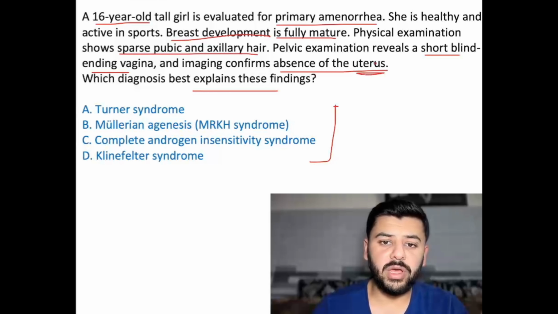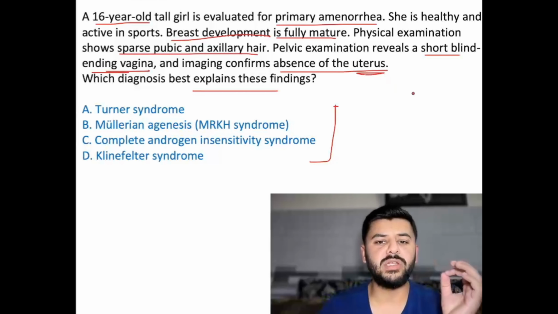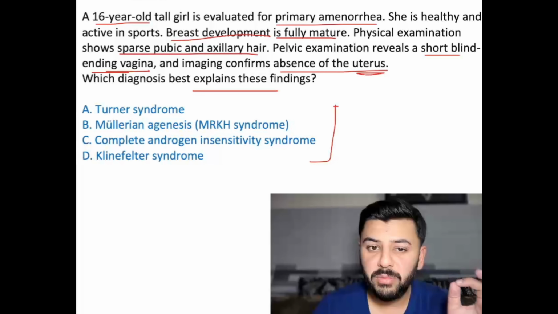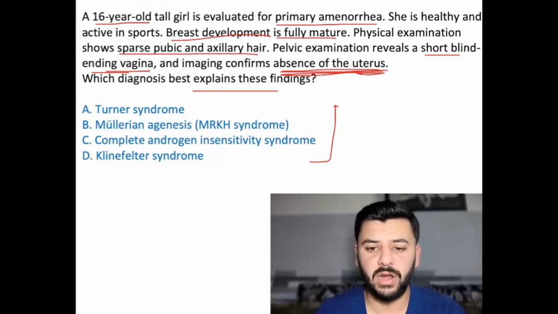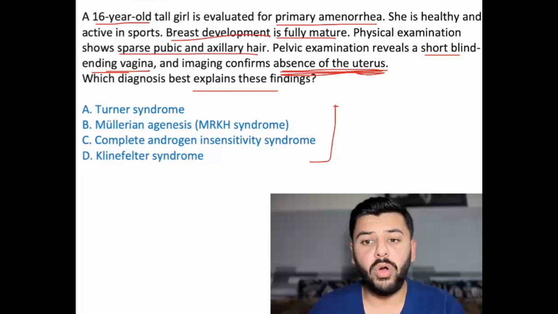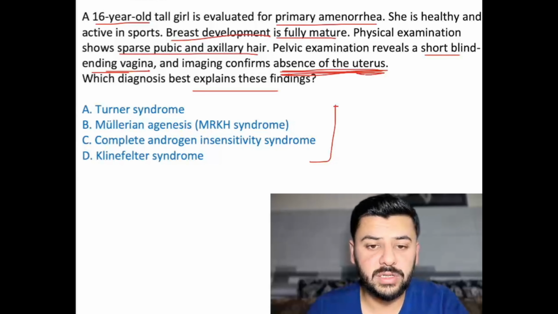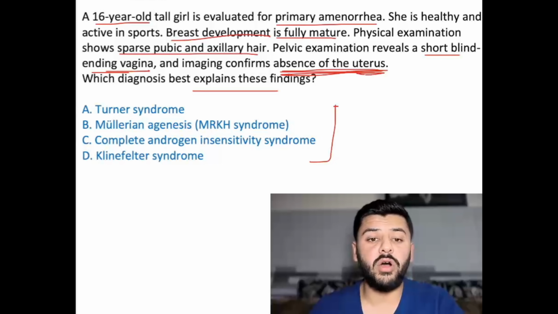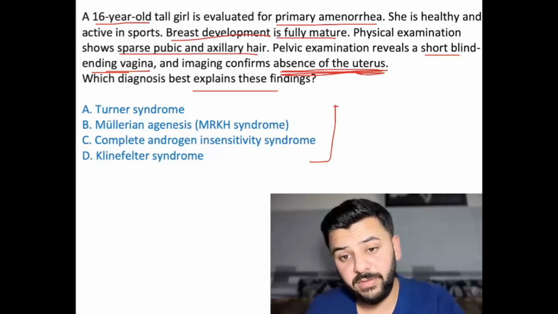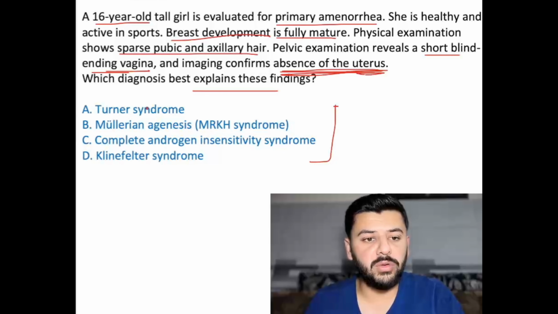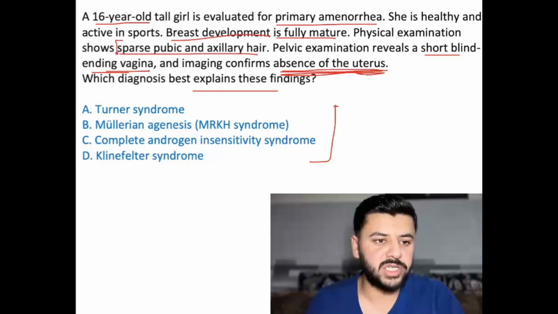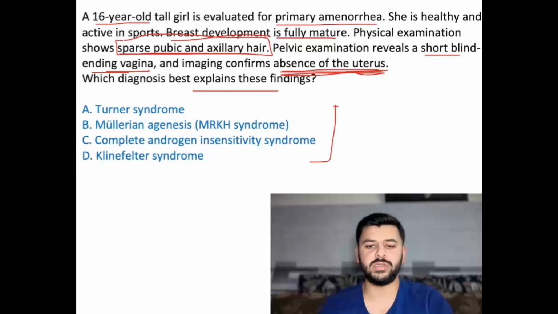The second important clue here is a short, blind-ended vagina. That means there is something wrong with the Müllerian structures. And thirdly, they hand you the absence of uterus and cervix as well. This is another huge clue. Normally, the uterus develops from the Müllerian ducts. If it's absent, you have to think of 2 things. I already told you, androgen insensitivity and the Mayer-Rokitansky-Kuster-Hauser syndrome. Now this is the money clue here. This is something that changes the diagnosis. Sparse pubic and axillary hair. This changes the whole diagnosis.